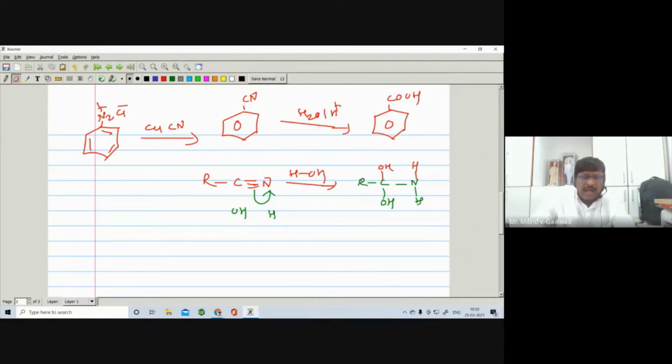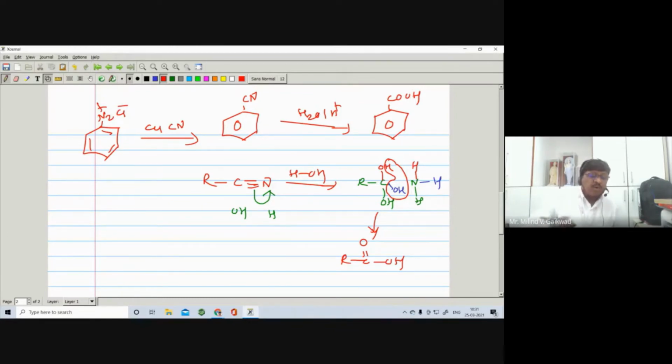Further, the next molecule of water will add, and there is an attack of OH and an attack of H. When three OH groups are directly attached to the same carbon atom, it undergoes a dehydration reaction, removal of a water molecule takes place, and it converts into RC double bond O and OH, meaning acid. So in this way you can get such a type of carboxylic acid. This is one of the applications of this reaction.